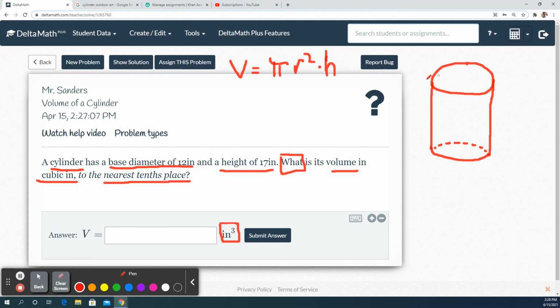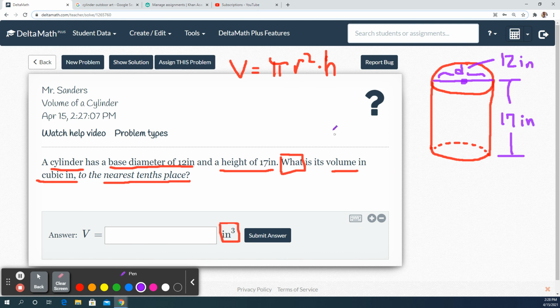All right, and then now they're giving us a diameter of 12. So from one side of the circle to the other, and it has to go through the center. So that's the diameter. And that diameter was 12 inches. I like having my labels on this as I draw it, and I'll just leave them off when I do the calculations. And then the height of this cylinder was 17 inches.